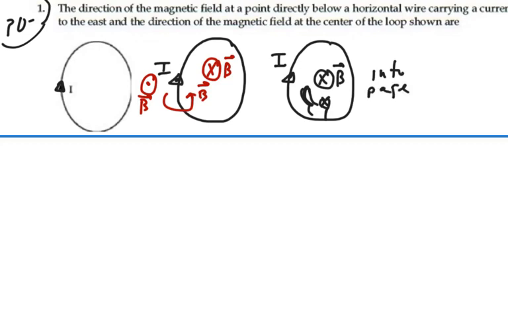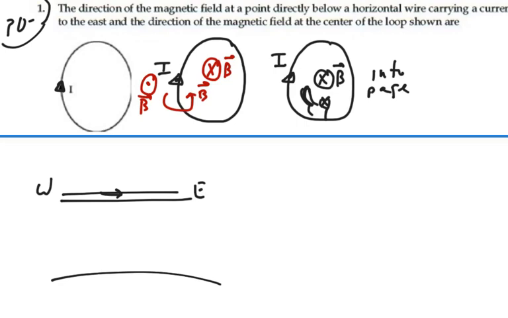Okay, let's look at the second situation. We have a current flowing west to east. And let's say you're on the earth and you're standing below this and you're looking at this. And we want to know the direction of the magnetic field directly below this wire.